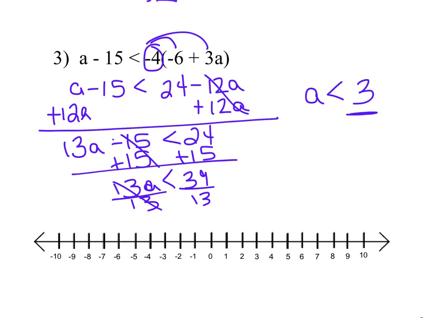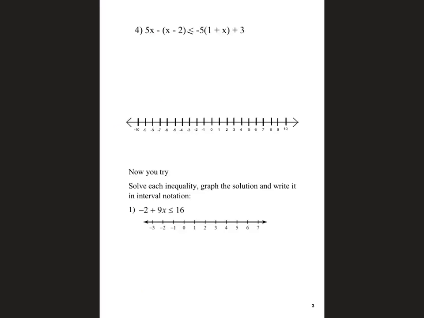So 3 is our number where we're drawing the circle. It's just less than, so it's not colored in. And all numbers less than 3. The interval notation is -infinity gets a parenthesis, and an open circle on 3 gets a parenthesis. Okay, one more for us, and then you do the rest.